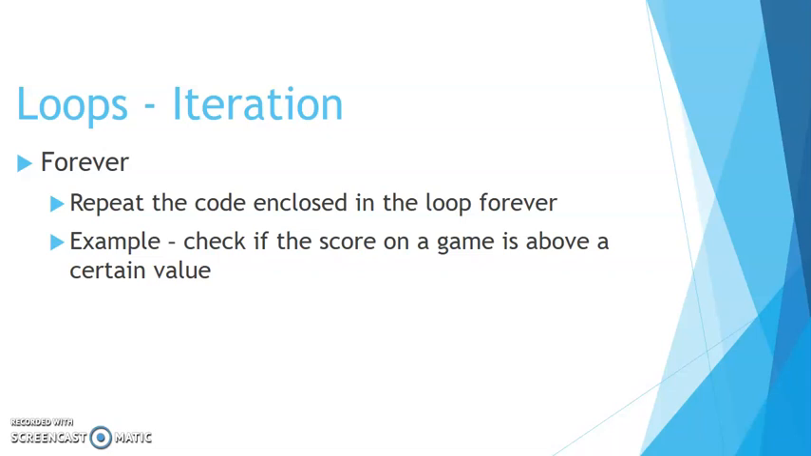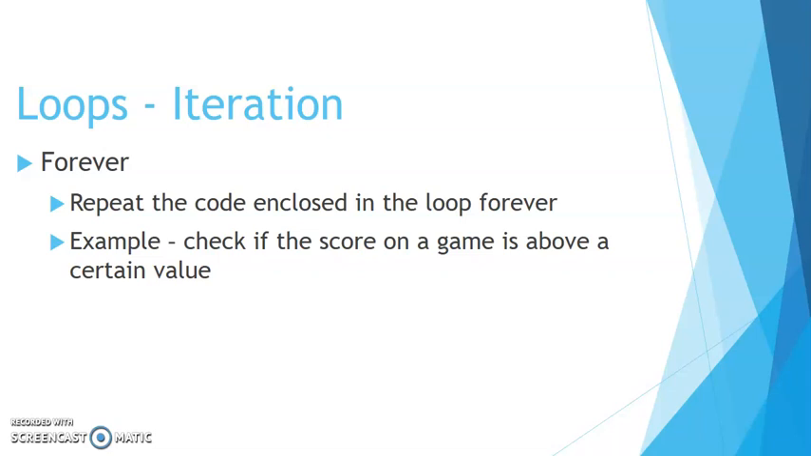If we look at the forever loop, here we're repeating the code enclosed in the loop forever. As the name suggests, it just keeps on going. So this is one that you would use maybe if you were checking if the score in a game is above a certain value. For example, if you get to a score of 20, you want to finish your game. Or if you have 5 lives, and when the lives get to 0, you want to end your game, then that is something that you might enclose in a forever loop, because it will keep on going until you get to lives of 0. And once the lives get to 0, then the whole game will stop. So that's something that you might use in a forever loop.